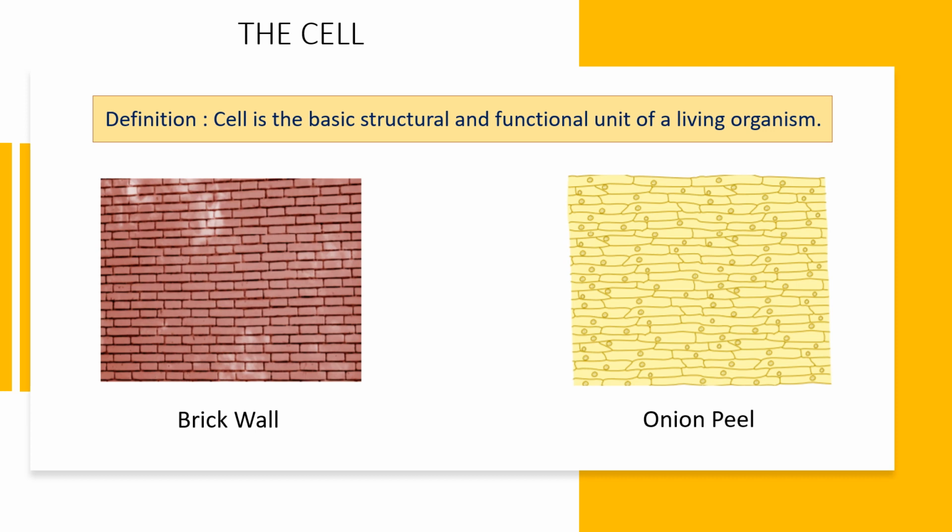So why I kept brick wall and onion peel? When you see these two pics, they are similar to each other. You can see here a brick wall made with bricks, and here an onion peel. We have cells in the onion peel. So they are looking very, very similar here. That's why we are comparing the bricks with cells.